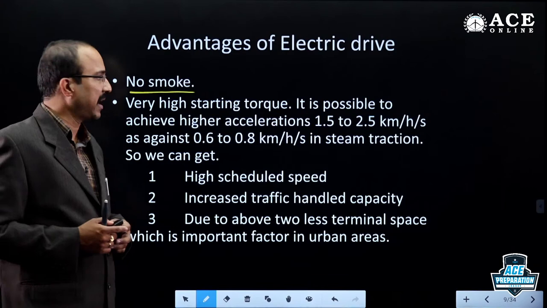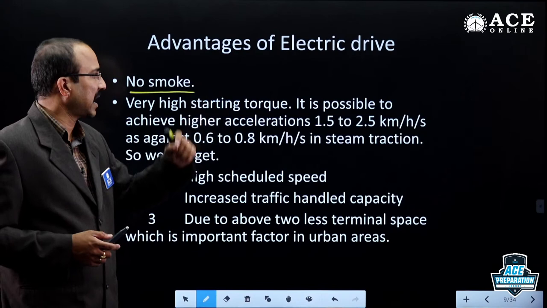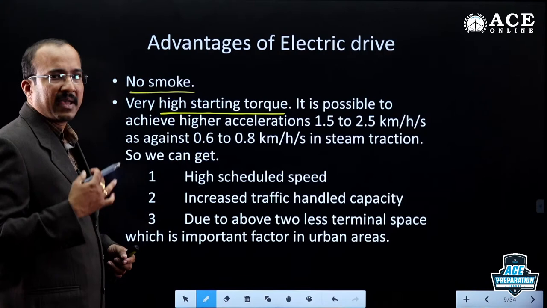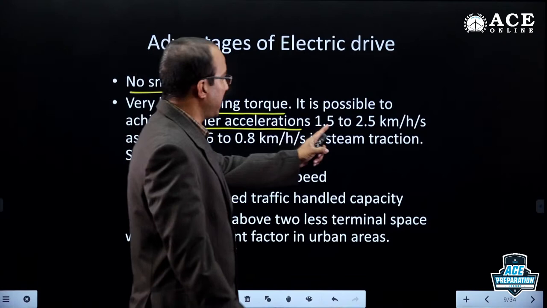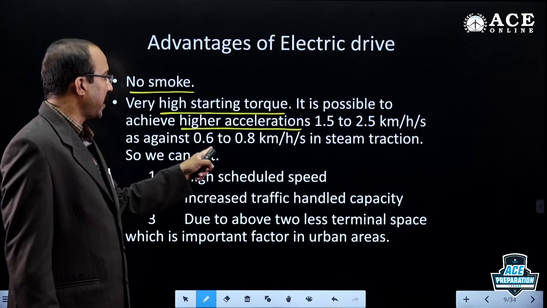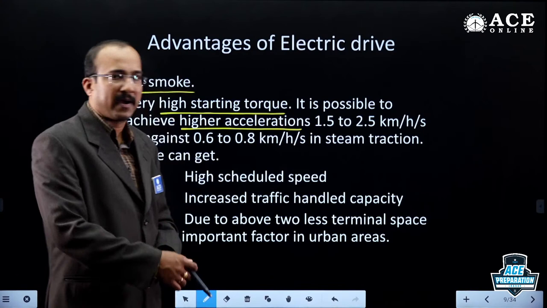By using this electric drive, we can get high starting torque. This is very important. If you are getting high starting torque, what is the advantage, sir? It is possible to achieve higher acceleration, 1.5 to 2.5 kilometer per hour per second. But if you are going for steam traction, you will get only 0.6 to 0.8. With electric, you can get 1.5 to 2.5 kilometer per hour per second.